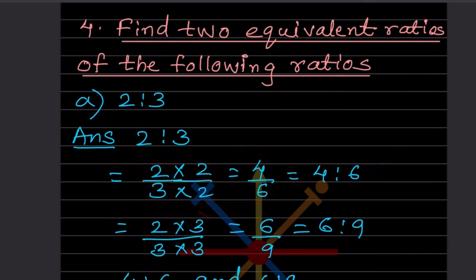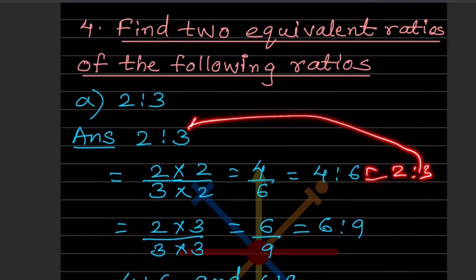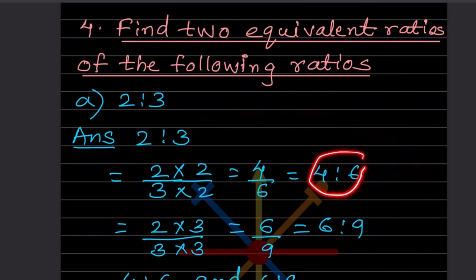And here what will you do? This also you can write here further as this. If you simplify, that is going to be 2:3. But here we are not simplifying it because we just want an equivalent ratio. Why don't we write 2:3? Because this is actually the question over here. So we have to keep it at this stage because they just asked for the equivalent ratio. So we don't have to simplify this further. Now, this is the first equivalent ratio we have done.